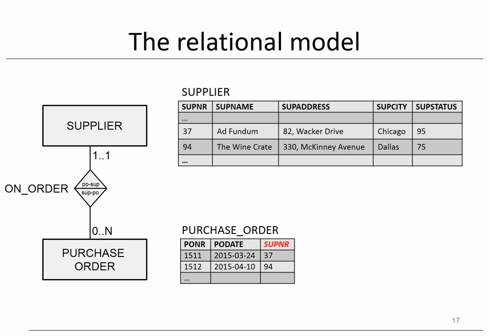In our example, you can see that purchase order 1511 is supplied by supplier number 37, whose name is ad fundum, and purchase order 1512 is supplied by supplier number 94, which is the wine crate.